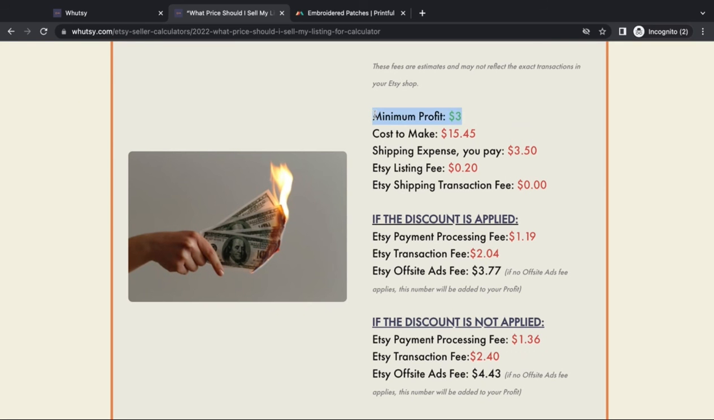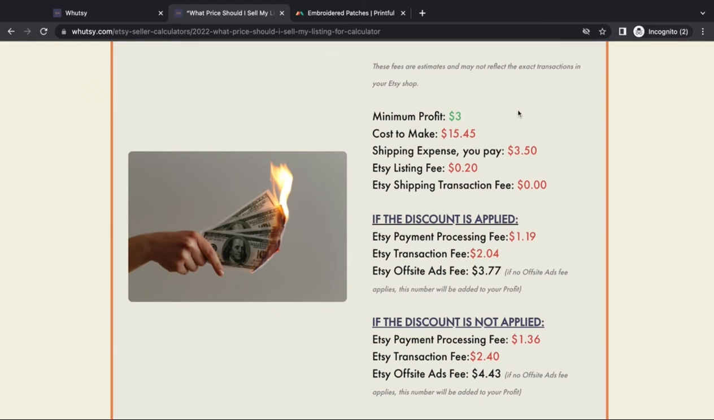So the minimum profit we entered for this item is $3. So if someone clicks through an offsite ad, uses the coupon, and checks out, we know that I'm going to make at least $3 when I sell this item. Most transactions, yes, will be more profit than that. So you can think of it that way. I have it all broken down here.